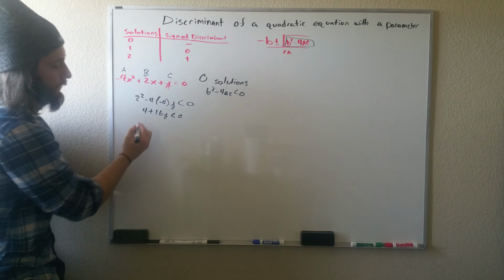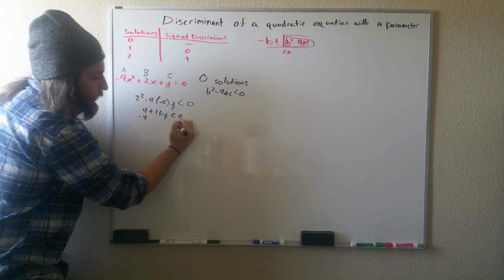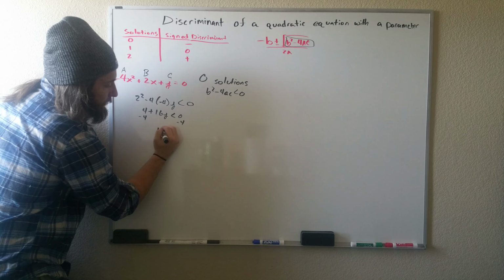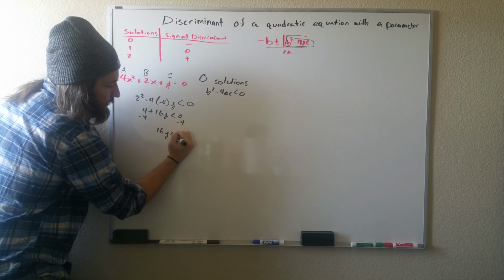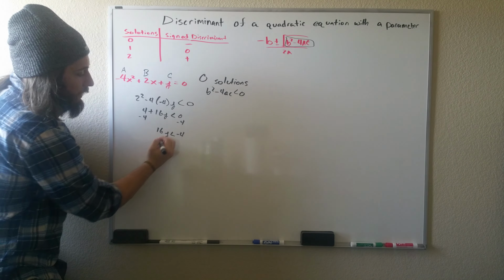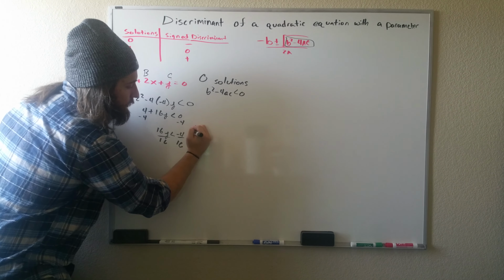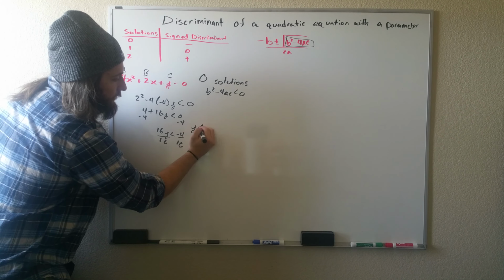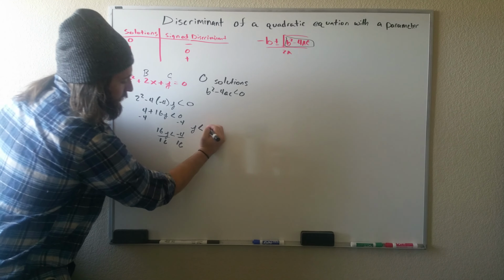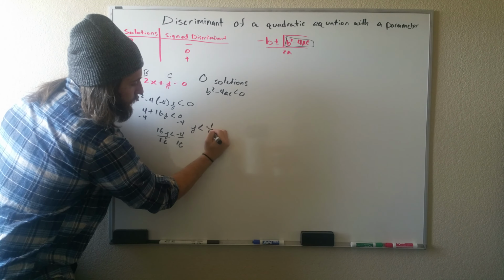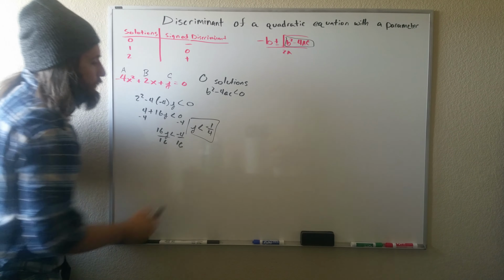And now we just have to solve for j. So we'll subtract 4 over. We'll get 16j is less than negative 4. Now just divide by 16, and we'll find j is less than negative 1/4. And that's the solution for the first.